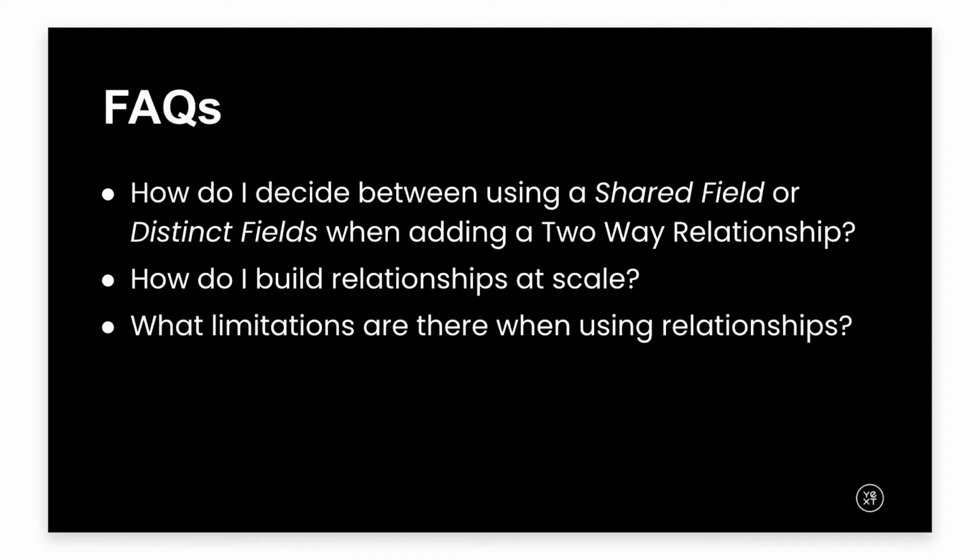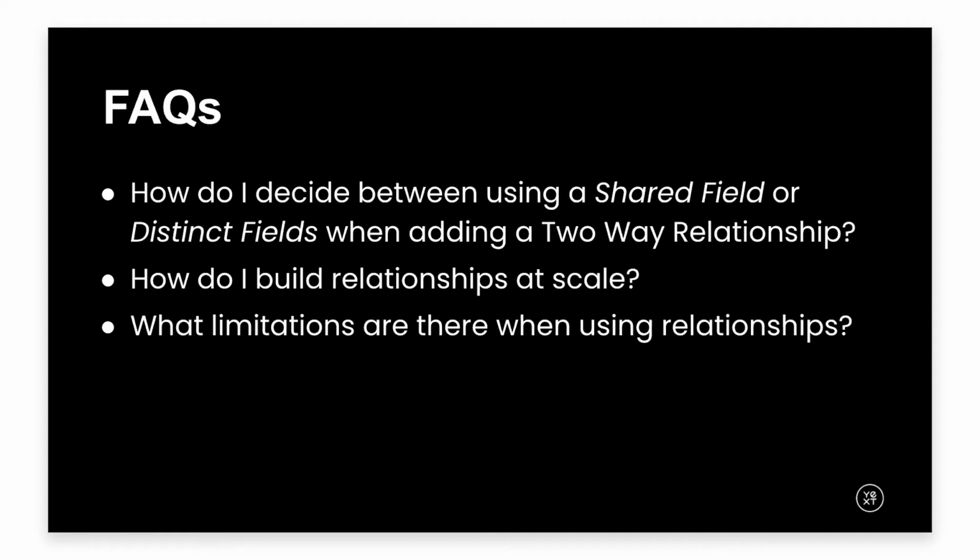So, the first one that we just want to make sure is clear to everybody is, how do I decide between using a shared field or distinct fields when adding a two-way relationship? A quick answer there is, when you create a relationship in the knowledge graph, you have to remember that you're populating a field on each entity. And on that entity, you're describing the relationship it has to the other. So if that relationship can be described using the same field, meaning that the relationship looks the same to either entity on each side, then it makes sense to use a shared field.